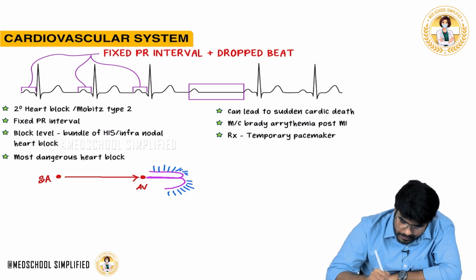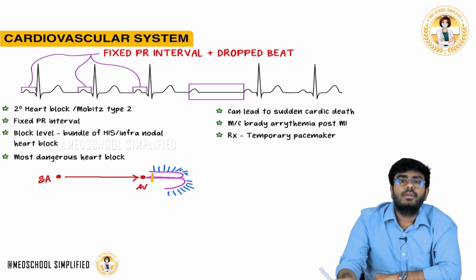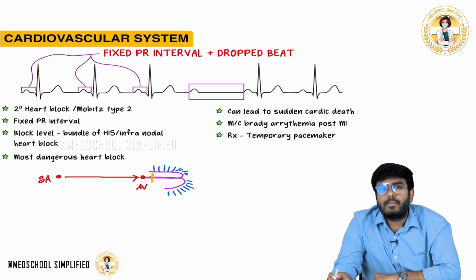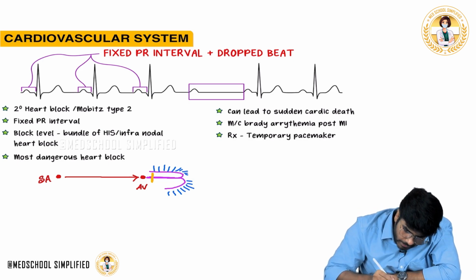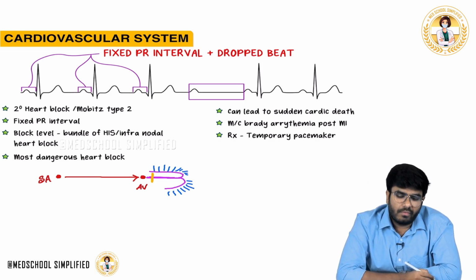Now the problem is at which level? The problem is in the bundle of His. Now the bundle of His is not sending the impulses down. So the node is okay, no problem, but the block is below the node, that is infranodal. Now if you ask me, what will happen here?